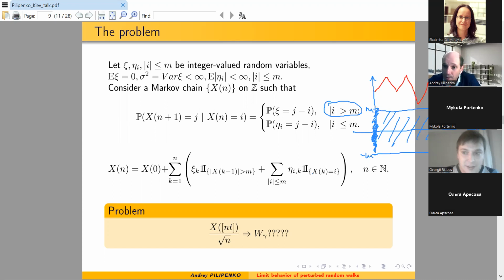When you are inside, then the jump is some random variable eta that depends on the position i. So a jump from this point may have another distribution than a jump from this point. I will always assume that if you enter the membrane, then you exit with probability one. And I will always assume today that all states of this Markov chain are connected. So with positive probability, you can reach every state, every integer point.